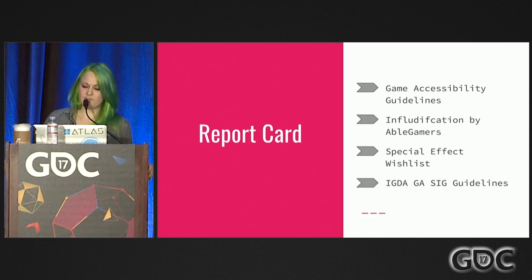We made one. We took the guidelines that were published at gameaccessibilityguidelines.com, the includification guidelines by Able Gamers, the special effect wish list, and then all of the recommendations by the IGDA Game Accessibility SIG, and we combined them into a giant feature list, of course removing duplicates because there were some. In the end, we had about 150 unique accessibility action items that we could check against to see if we had done it or not.